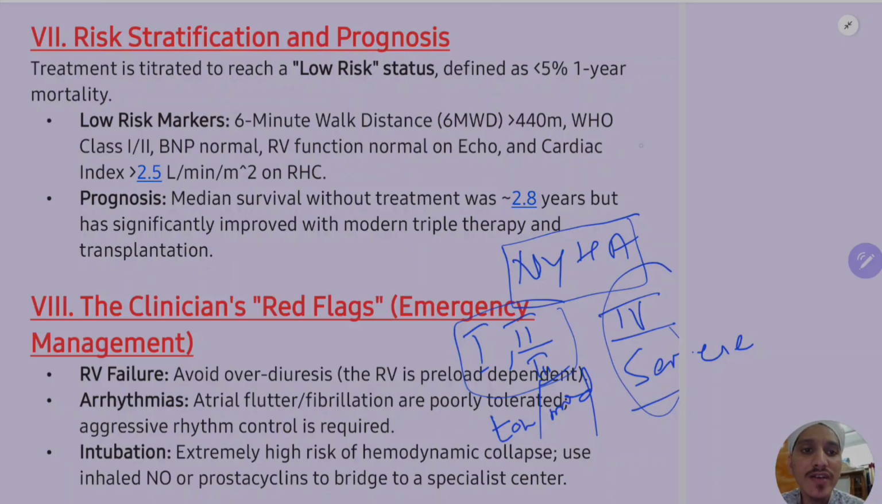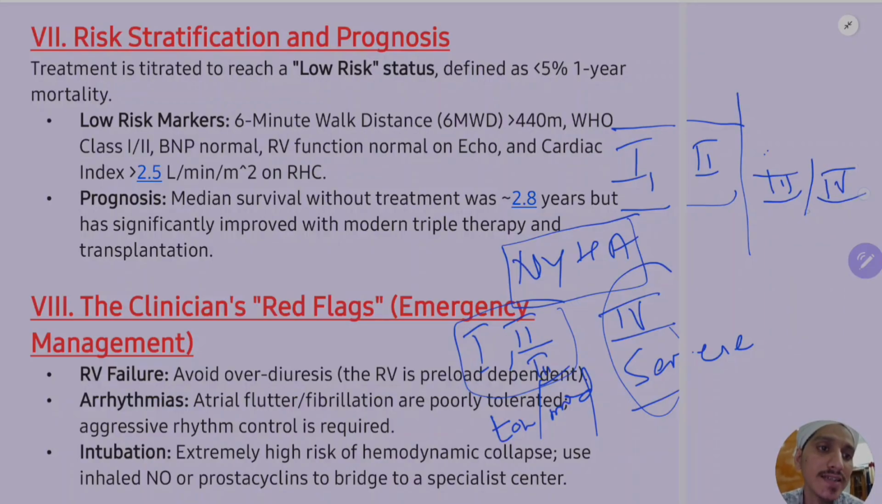Or you can consider NYHA 1 and 2 as low and moderate risk, and 3 and 4 as severe risk.